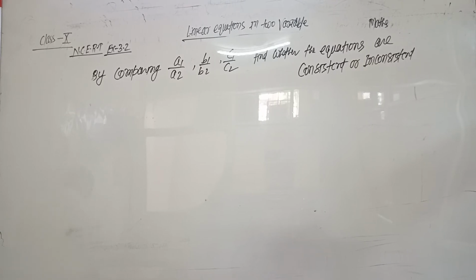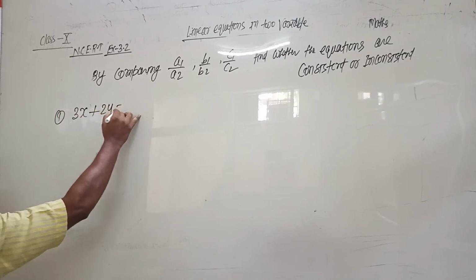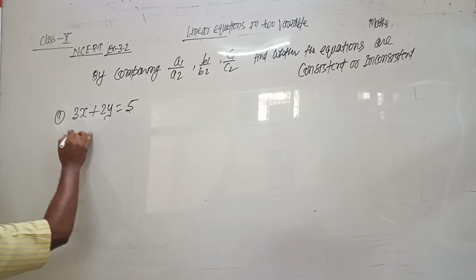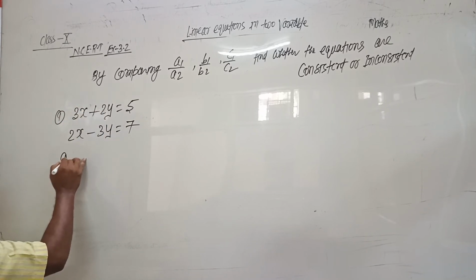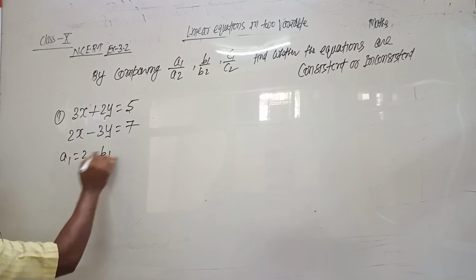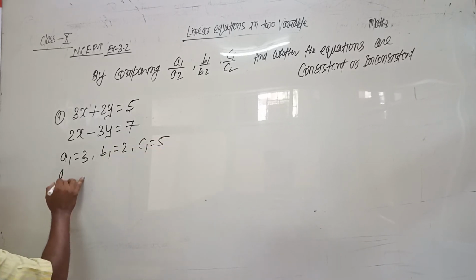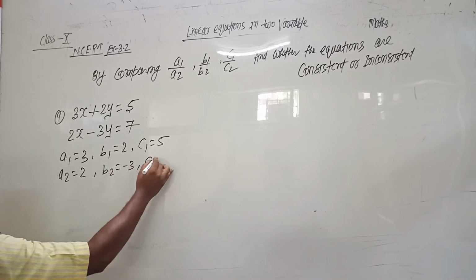So let us see the first question: 3x plus 2y equals 5 and 2x minus 3y equals 7. So the value of a1 is 3, the value of b1 is 2 and the value of c1 is 5. a2 is 2, b2 is minus 3 and c2 is 7.